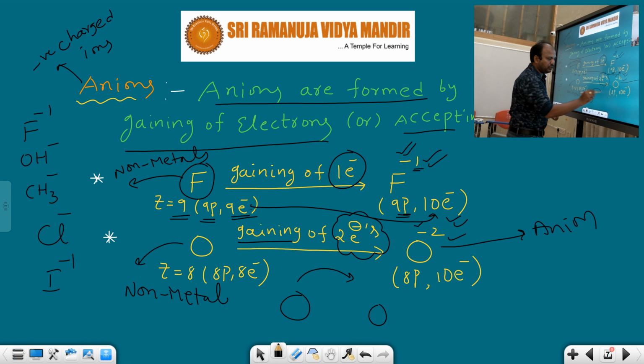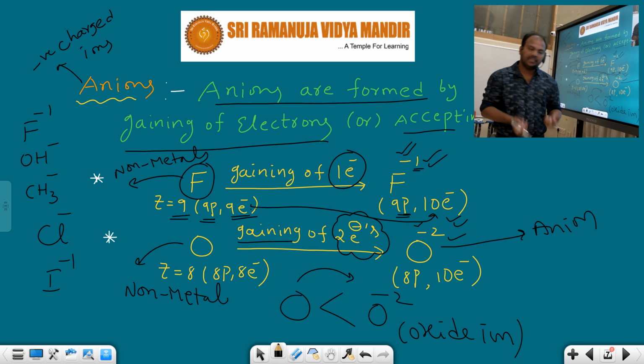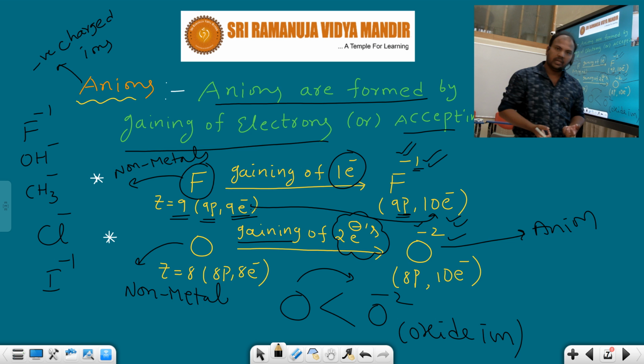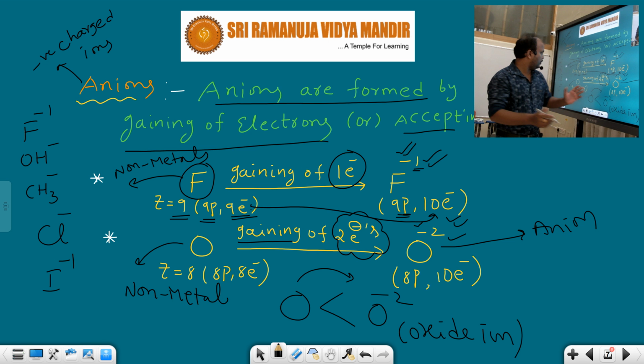Oxide ion. O minus 2 ion, the name is oxide ion. Why can the oxygen atom be converted into an oxide ion? There is only one reason: to attain stability. Oxygen atom gets stability by gaining electrons, or accepting electrons. So here I have taken examples of non-metals. These non-metals are capable of gaining or accepting electrons.